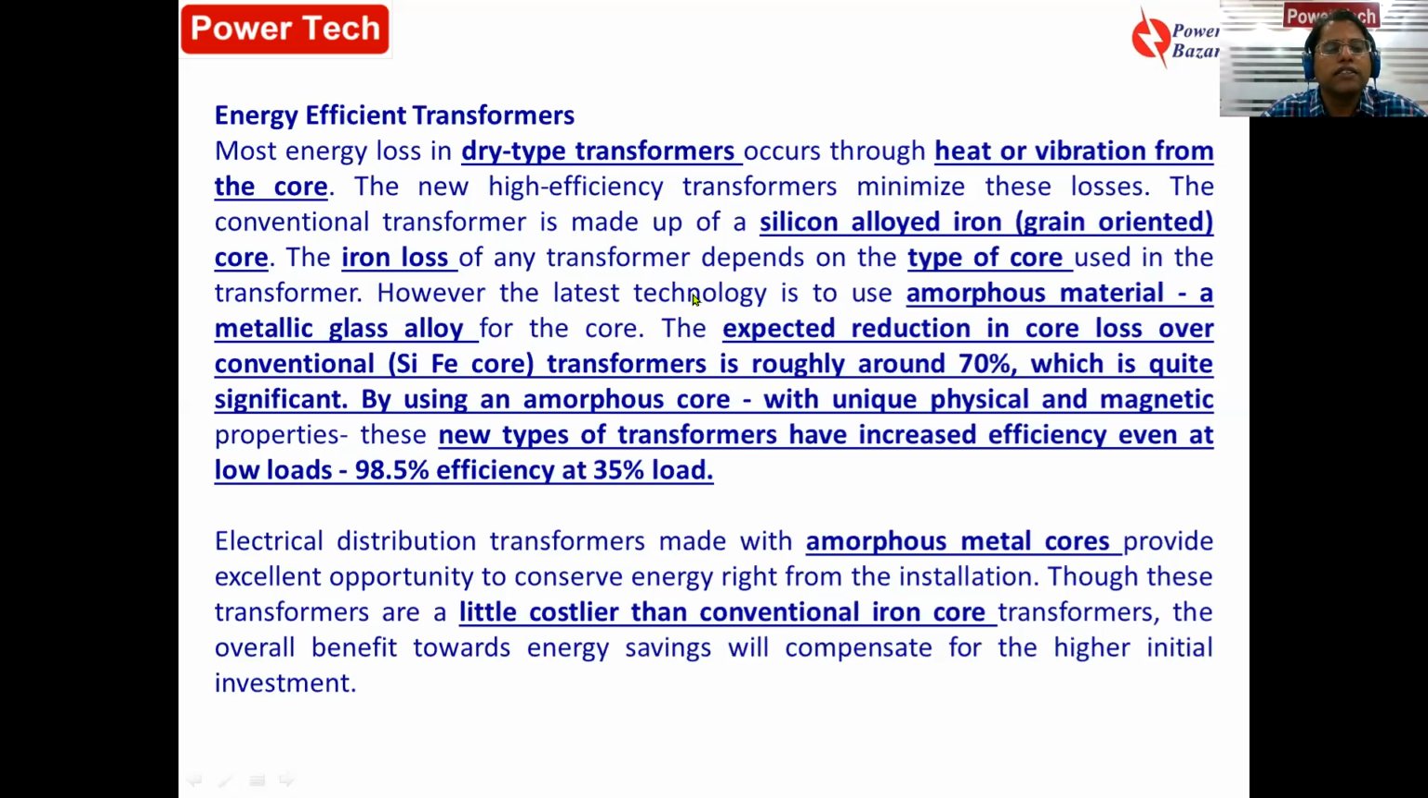In case the load varies, here the efficiency is 98.5%, even at 35% load. Suppose you are doing an audit of a plant and you find that the loading is not very good. It is almost 20%, 30%. Normally, in industries, that happens. Then at that time, you could understand that the transformer is of silicon iron based core, and you can recommend the right type of transformer. This is a little costlier, but it will pay back, provided the loading is very low.